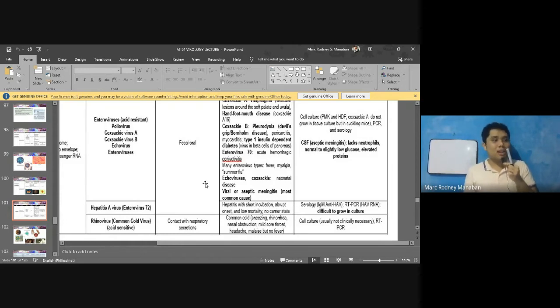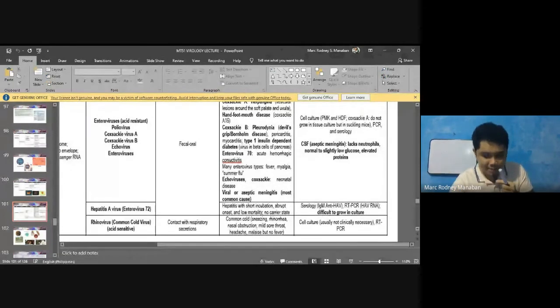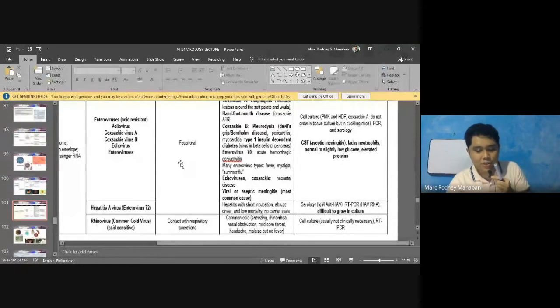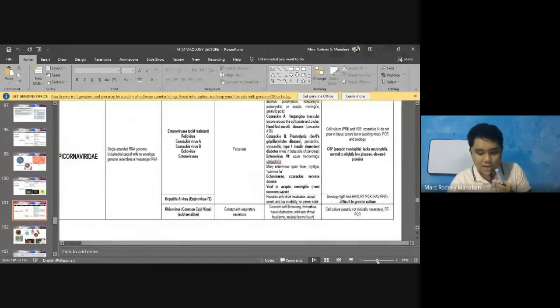Di ba, usahay mo-inom og or kaon og mga fruits na medyo acidic, such as mga lemon, mga orange, citric acid to cure your colds. Because of this reason, your rhinovirus is acid sensitive. Ganun. Okay? Alright. So, that's for the rhinovirus and the picornaviridae family.